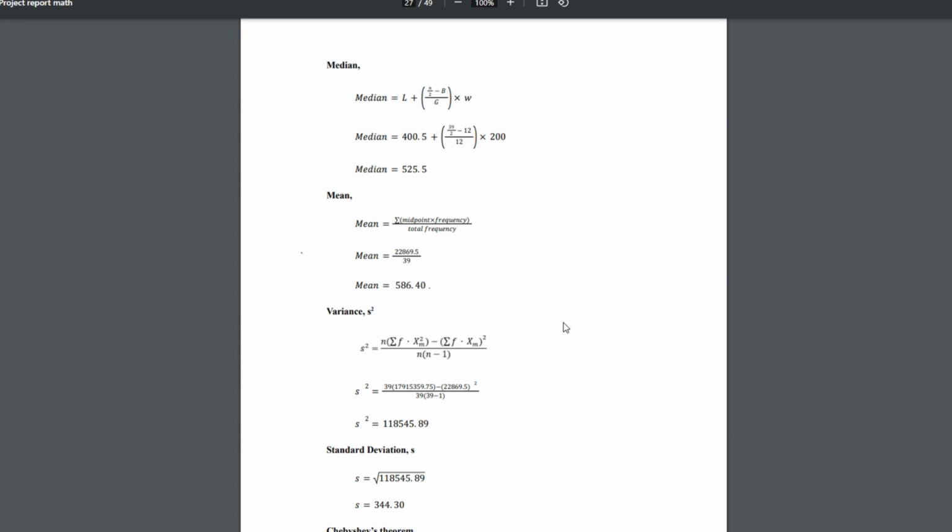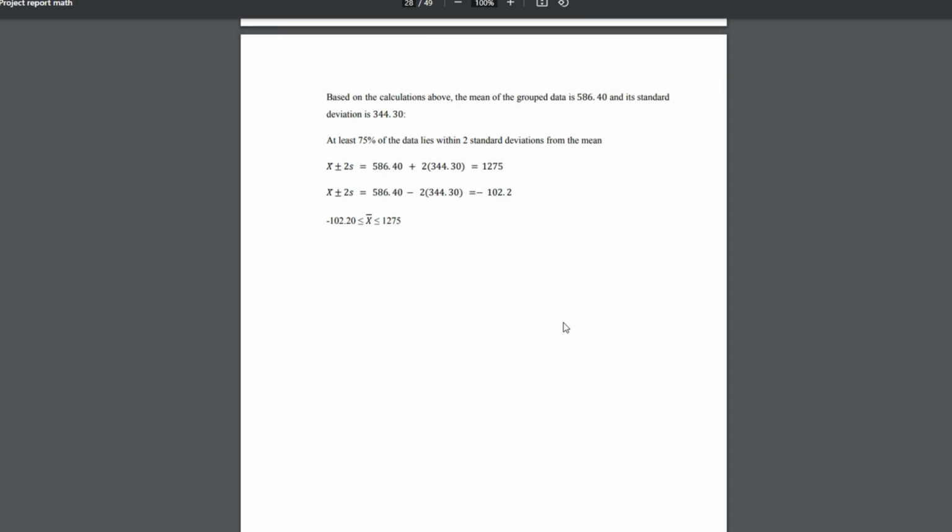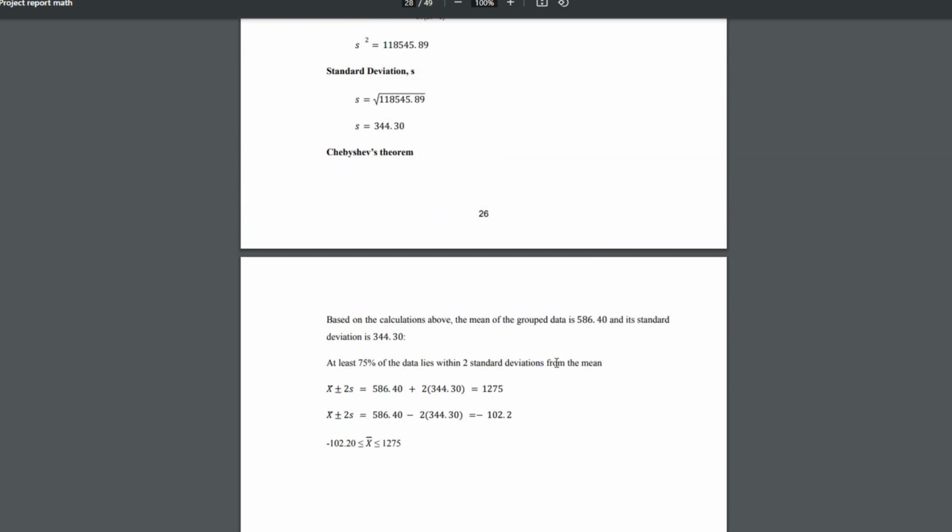standard deviations to check Chebyshev's theorem. So based on the calculations, there are 75% of the data lies within the two standard deviations form, which is 1,275 ringgit to negative 102 ringgit 20 cents. So we can neglect the 102 ringgit 20 cents because we cannot go to the negative value.